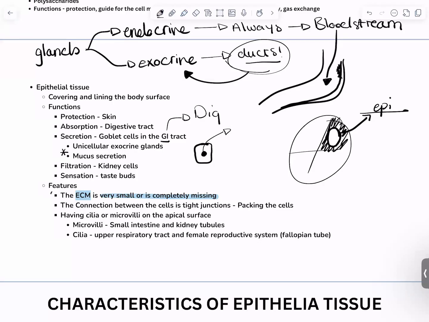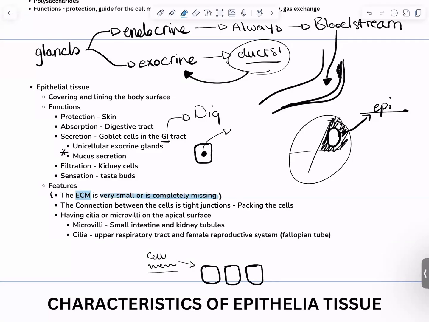Why? Because later, when we discuss connective tissue, you will see that the extracellular matrix is not small or completely missing there. If you have a question, what is the extracellular matrix? Imagine that I have three cells. Two cells is not enough. Three cells, right? And each cell has a cell membrane. You know the function of the cell membrane? To separate the cell structures and contents from the outside.